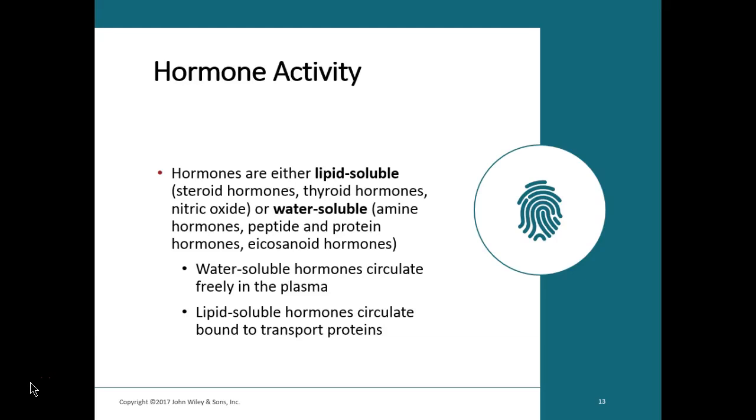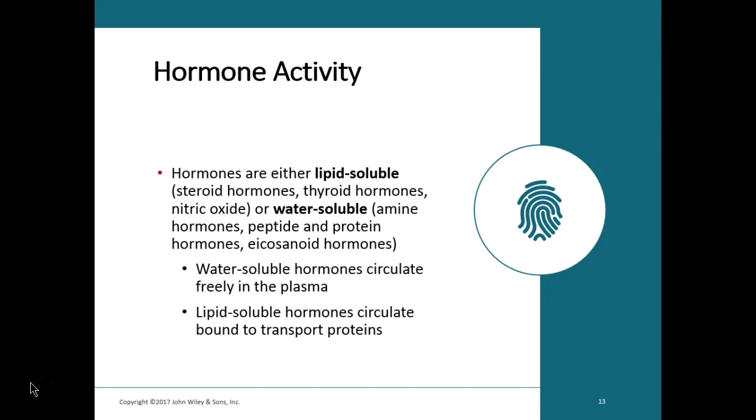Chemically, hormones can be divided into two separate classifications: lipid-soluble or water-soluble. This is also useful because they function differently based on their chemical makeup, and of course the effect that they're going to exert on the tissues that they bind to is going to act differently based on their solubility.